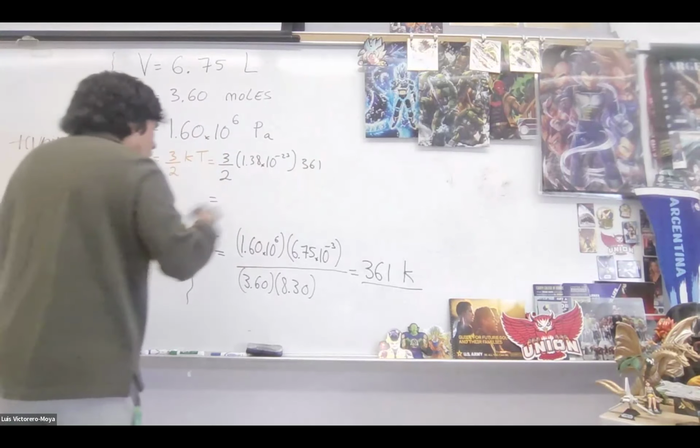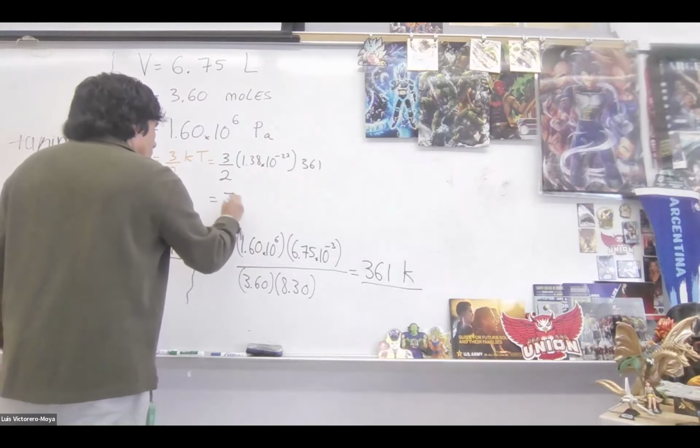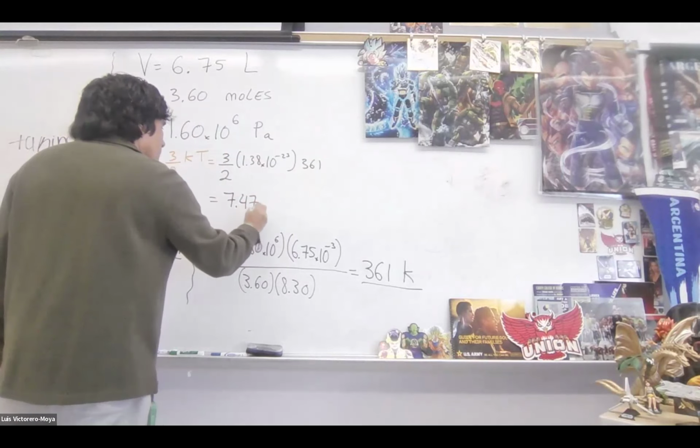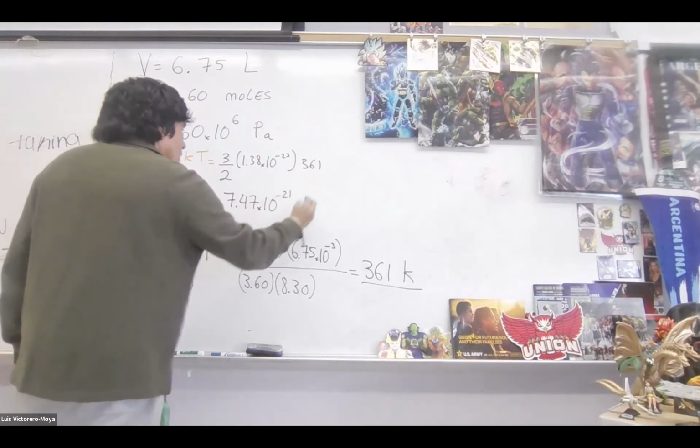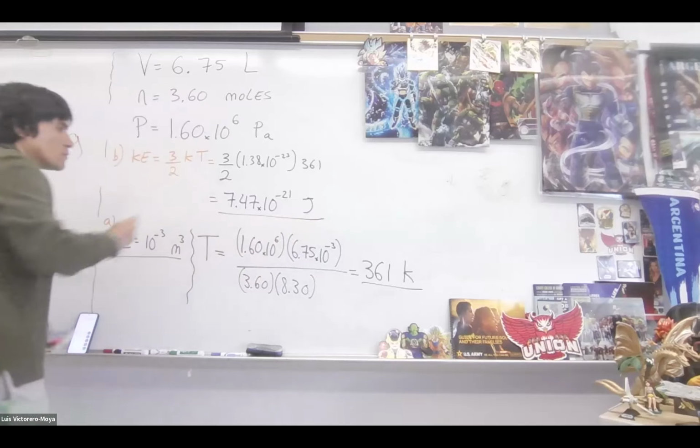So that is 7.47 times 10 to the negative 21 joules.